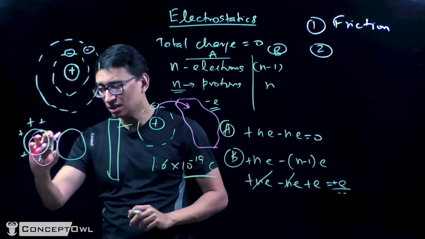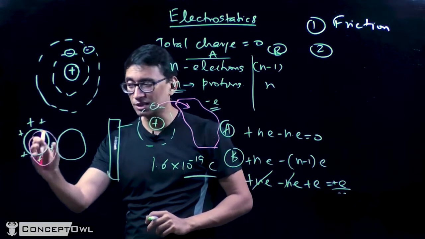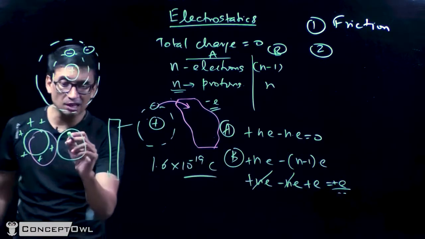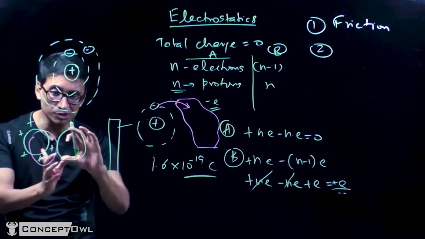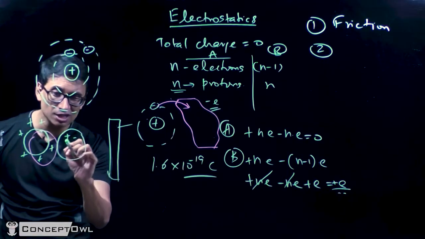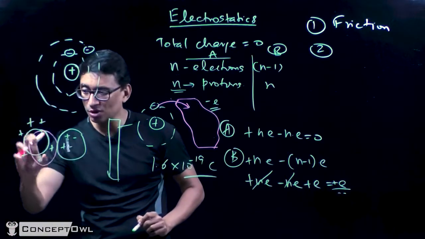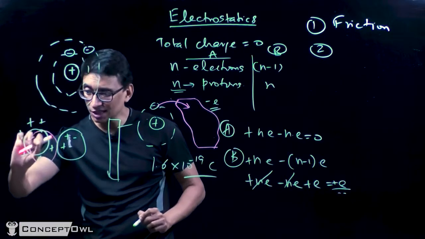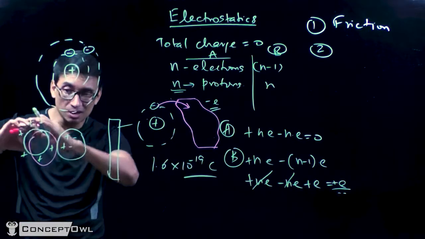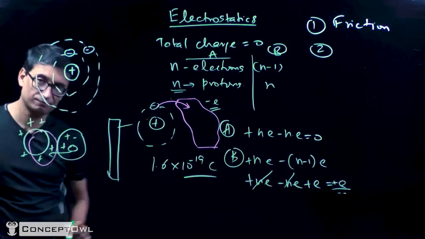So here the number of negative charges is less than the number of positive charges, right? And here, there are electrons and protons as well, and the positive and negative charges are balanced, right? But here, because there are more positive charges, this sphere would pull the electrons. So this electron will get pulled here, right?